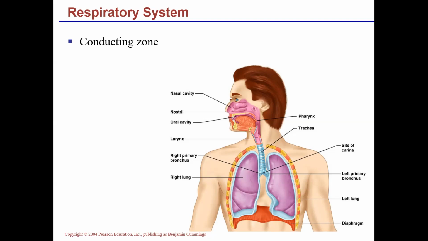Okay, the parts should be nose, pharynx, larynx, trachea, bronchi, bronchioles, and terminal bronchioles. Those are the parts for the conducting zone, just for air in and out. Maybe I should write it out. Okay, let me try to write it.